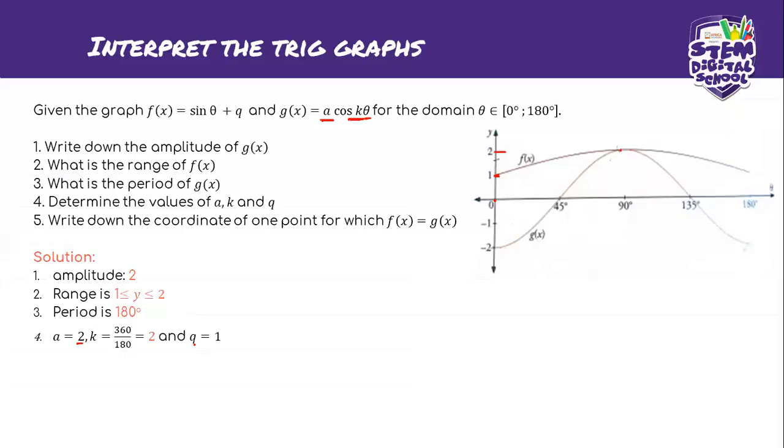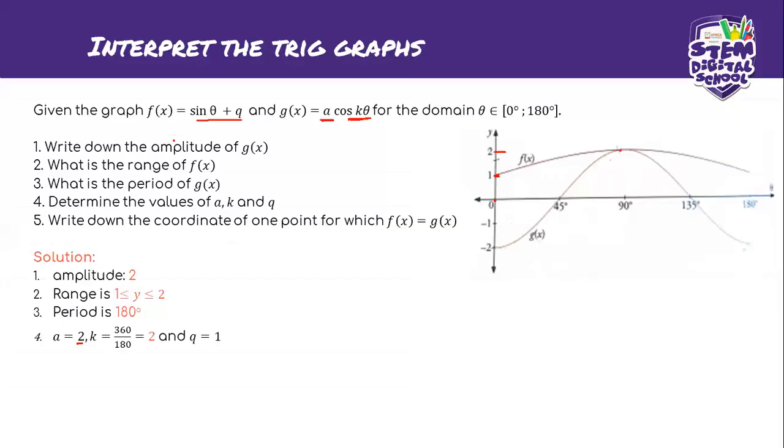And the last is q, the value of q. And where is our q? All right, here is our q. Now, remember again, earlier on, we also touched on the effect of q. We said q affects the graph vertically. The graph is going to move either upwards or downwards.